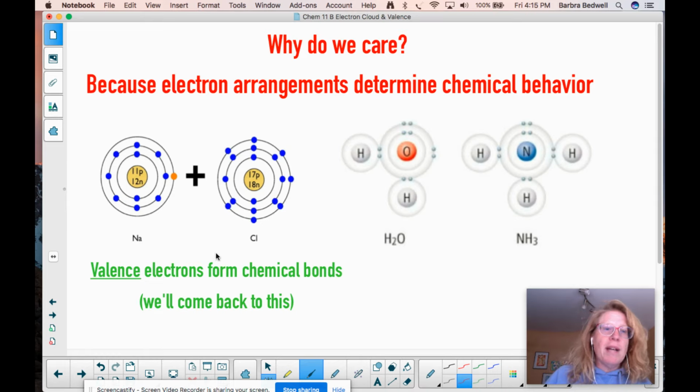And it tells us why sodium is NaCl and not some other formula. And why is water H2O and not some other formula? Why is ammonia NH3 and not some other formula? And it relates to valence electrons.